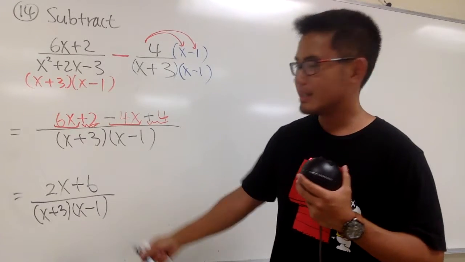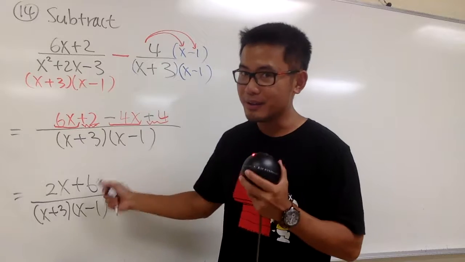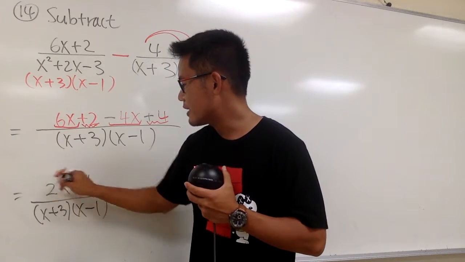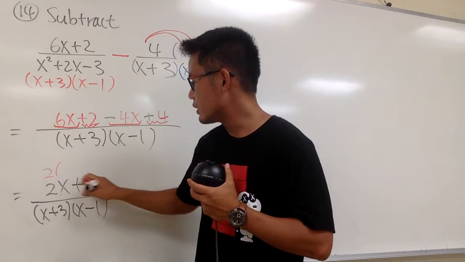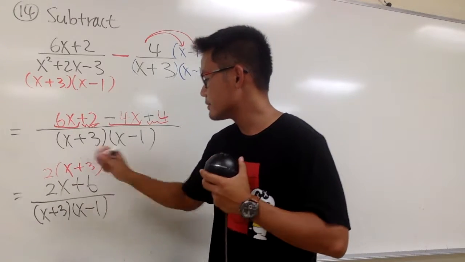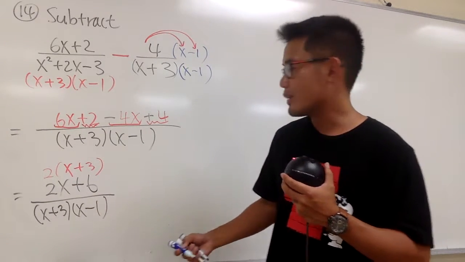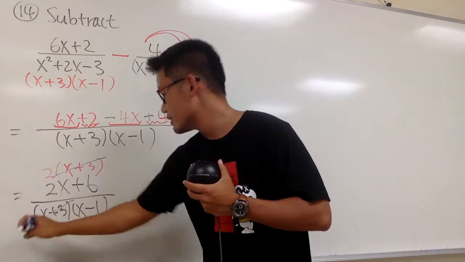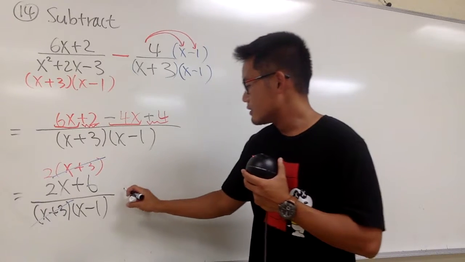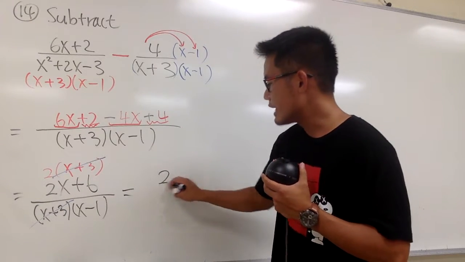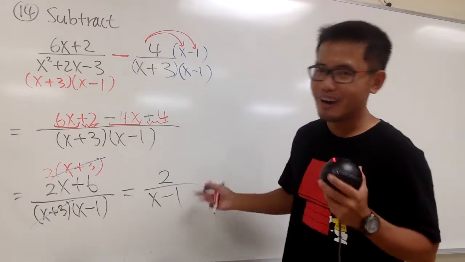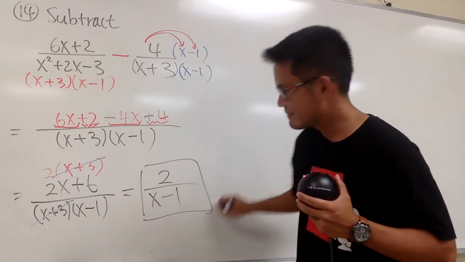What's next? Notice that on the top, finally I can factor out the top, and I'm going to factor out the top, right? Because once I factor out 2 right here, you see we'll get x plus 3 left. And here is the time that we can cancel things out, because this and that are in common. So you can cancel them out. So overall, we will have a 2 on the top. Over the bottom is just x minus 1. And we are done. This is it. Okay?